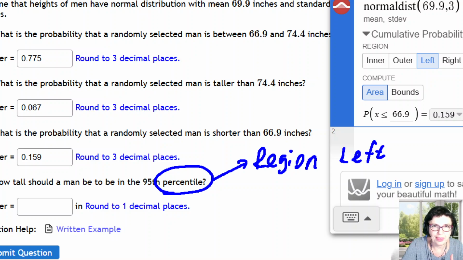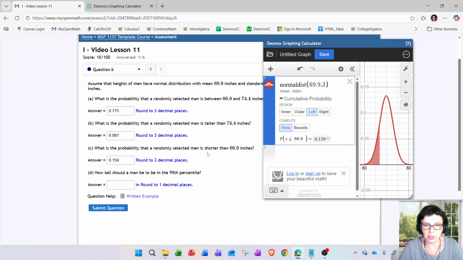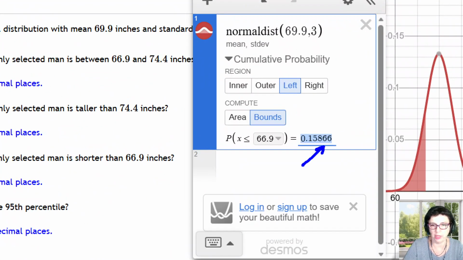If you're looking for a number, not an area or probability, you need to switch the compute to bounds. So compute should be bounds. Okay? If you want the probability, you want to keep it as area. See how here every one of these says probability, probability, probability. So that's area. And then bounds is that cutoff. And then the number, the 95%, is going to go into the rightmost blank. So it's going to go right over here.